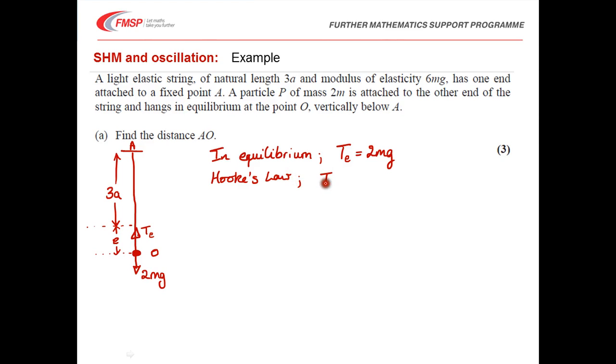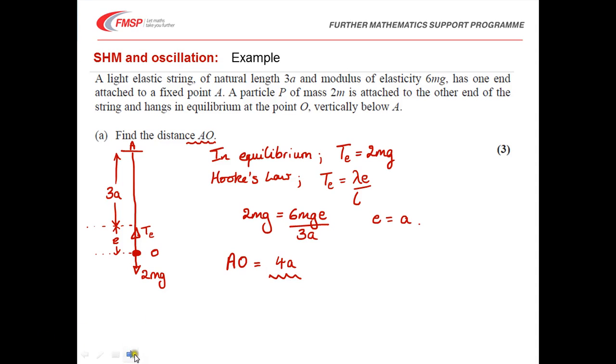So we know that TE equals lambda e over the natural length, which means that 2mg equals lambda is 6mg, e we're looking for, natural length is 3a, and a little rearrangement on that should quickly give you that the extension is a. Just be careful here, it asks in the question for distance AO, and I haven't actually calculated that yet. I know my equilibrium extension, but my distance AO is actually equal to 4a, 3a natural length plus the equilibrium extension a. Okay, so do be careful there. If you don't actually write that value down, obviously you will lose a mark.